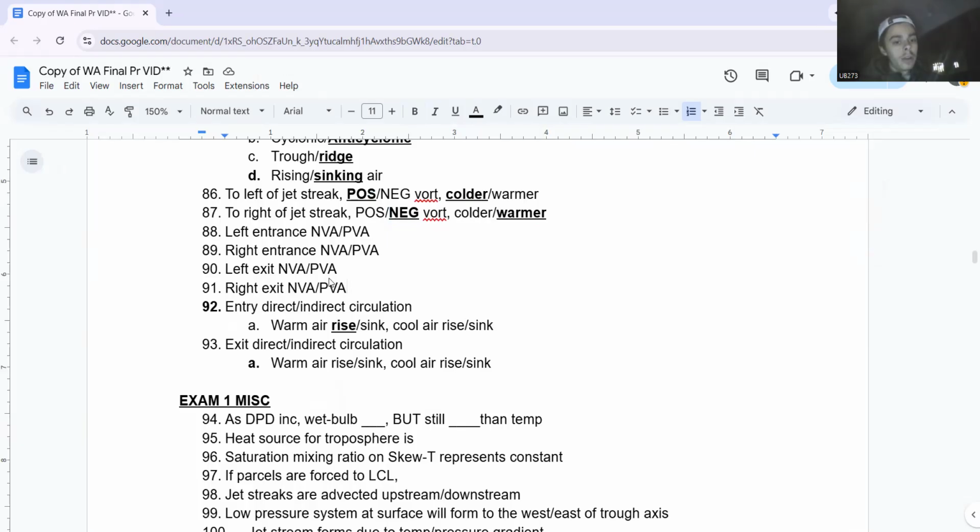The left entrance, does it have negative or positive vorticity advection? Left entrance, negative. Right entrance, positive. Left exit, positive. Right exit, negative. The good thing about these is that if you remember one of the four, you can remember the others because it's opposite, almost like a cross.